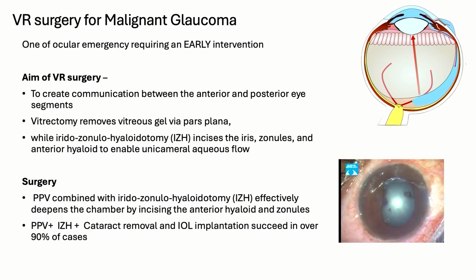For the treatment, we basically create a communication between the anterior segment and the posterior segment, but the lens is in between. So we need to address the lens also. There are situations where there is a clear lens, and we ask whether we can manage without compromising the lens, or whether we need to sacrifice the lens. These are the two situations you will come across. The procedure is called iridozonulohyaloidotomy, IZH.